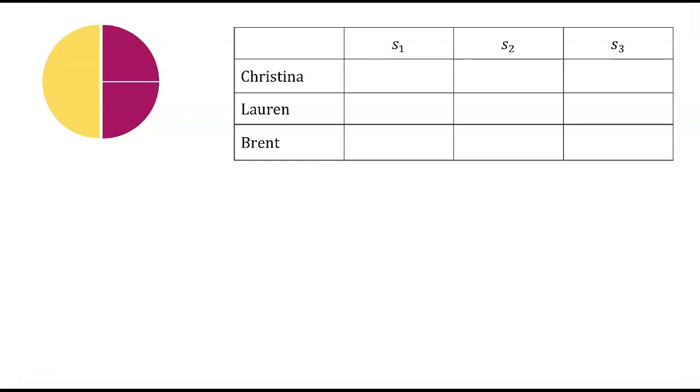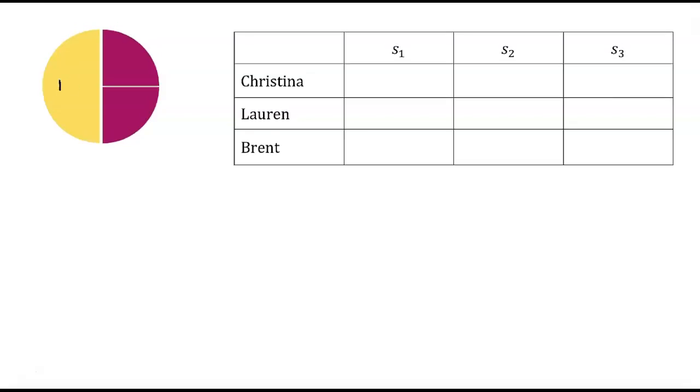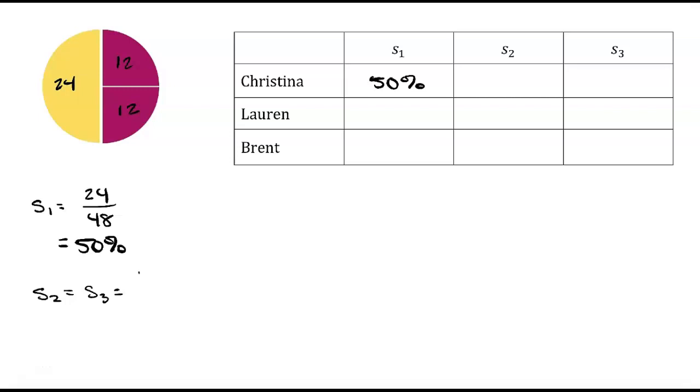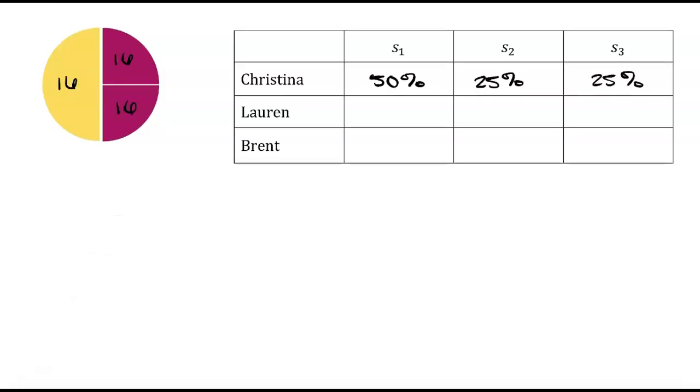Let's summarize everything that we just figured out into this table. Since Christina feels that S1 is worth $24 while S2 and S3 are only worth $12, that means that S1 to Christina is worth $24 out of the $48, or 50% of the cake, while S2 and S3 are each worth $12 out of the $48 for only 25% of the cake. Lauren was the one that cut the cake. That means that Lauren sees each part of this worth exactly the same amount, or precisely 33 1/3%.